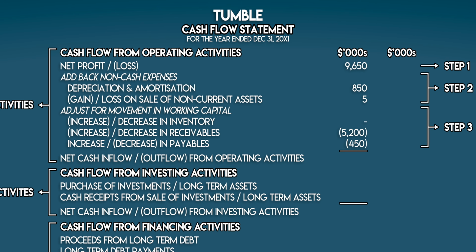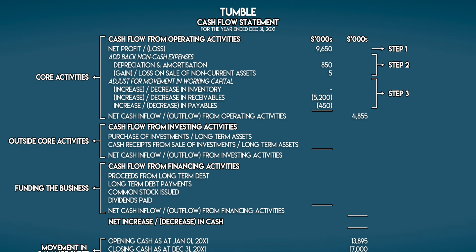When we take Tumble's profit, add back their non-cash expenses, and adjust for the movement in working capital, then we can see that they had a net cash inflow of $4,855,000 from operating activities. Next up is cash flow from investing activities. We're done with operating activities, so the rest of the cash flow statement is the same, whether you're using the direct or the indirect method.